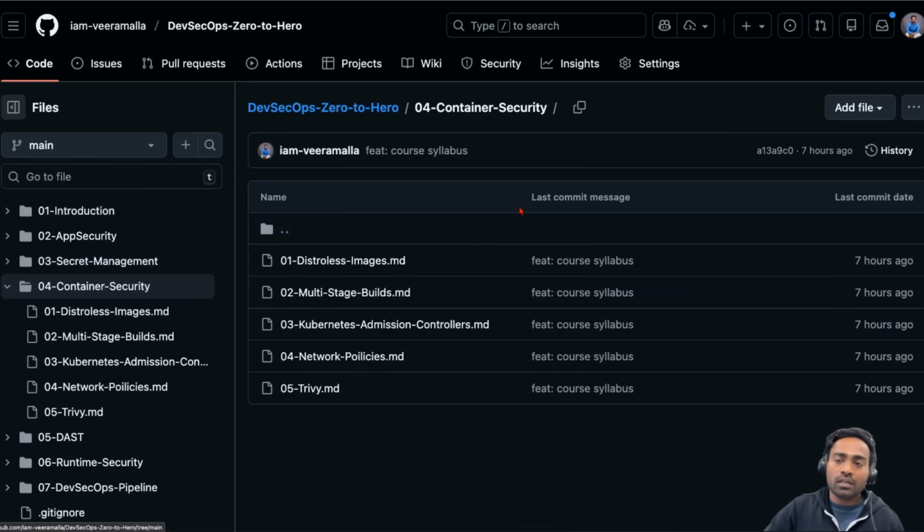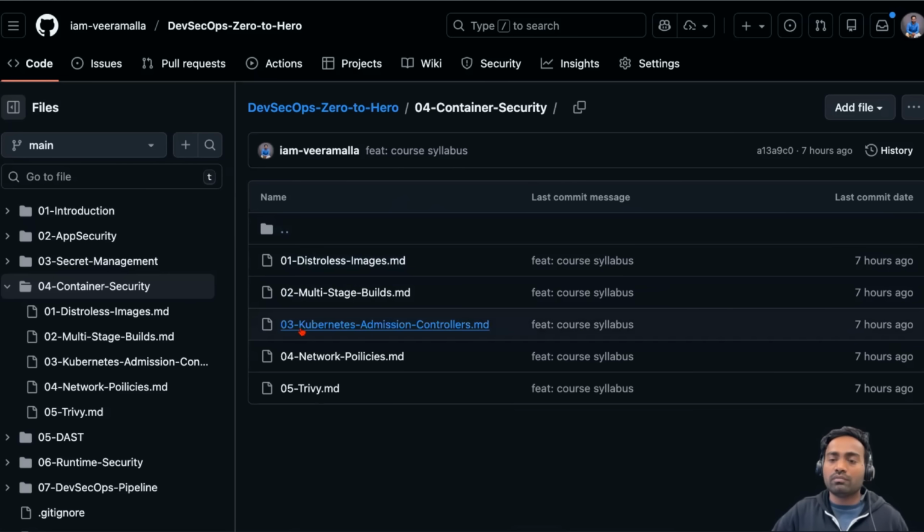Along with that, to strengthen your understanding of container security, we'll also focus on multi-stage builds: how to build a multi-stage image and use distroless images or lightweight images as your runtime container image. We will run that in day 4 as well.